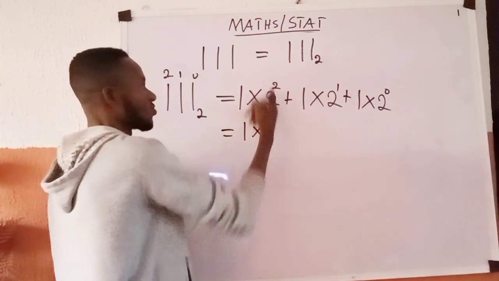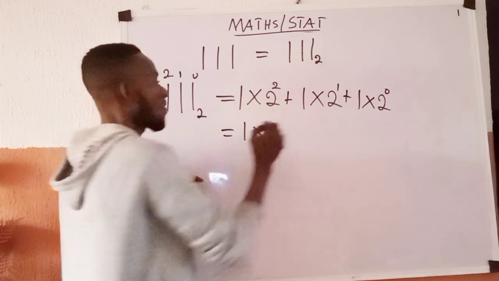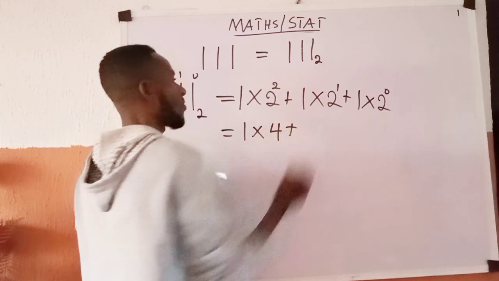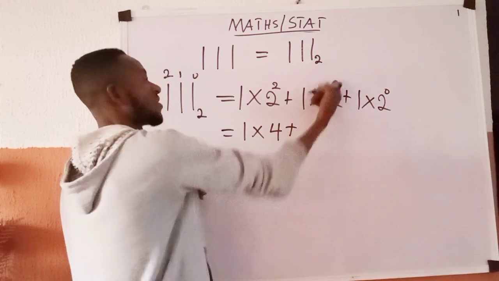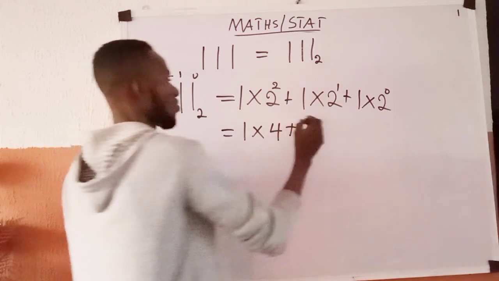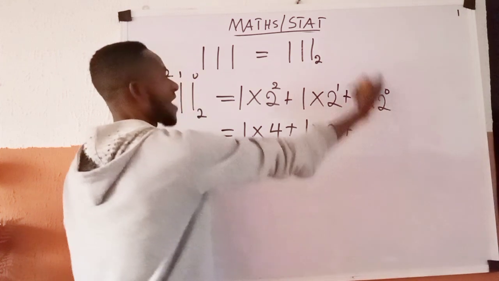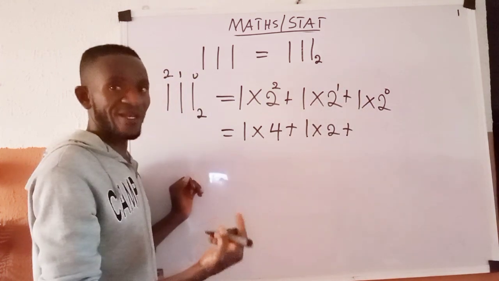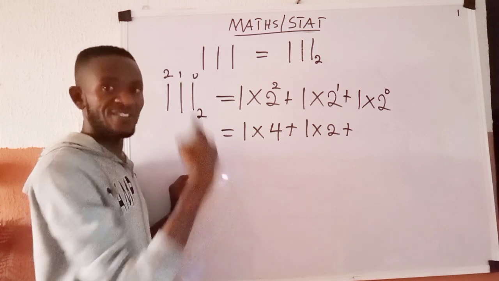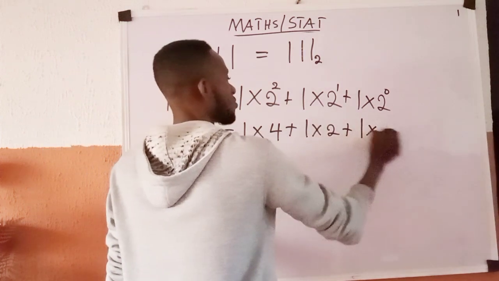So what you now have becomes 1 times 2 raised to power 2, which means 2 times 2, and then you now have 4. So I have 4 plus. Here you have 2 raised to power 1, and of course, 2 raised to power 1 is 2. So what you have is 1 multiplied by 2, plus. What you have here is 2 raised to power 0, and like I earlier had said, anything raised to power 0 is 1. So what you have here is 1 times 1.